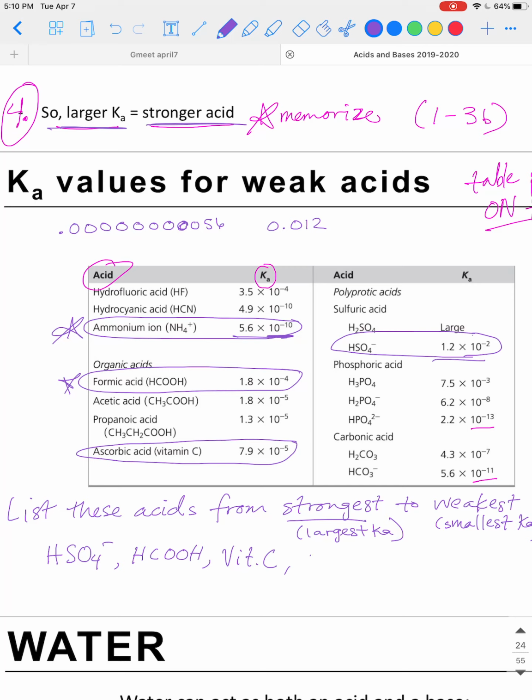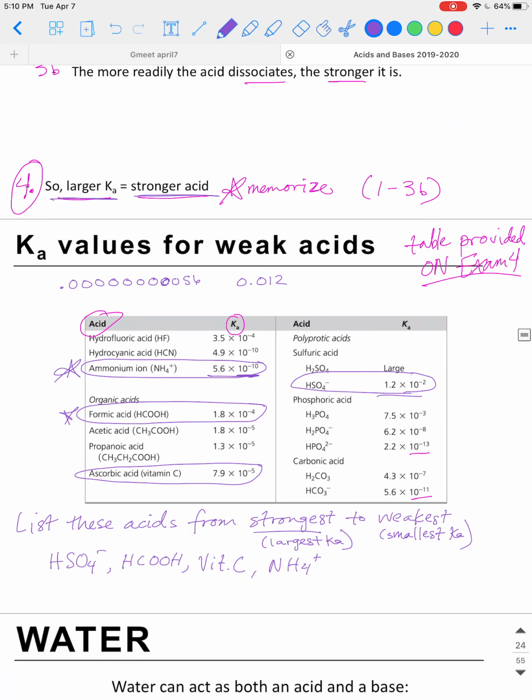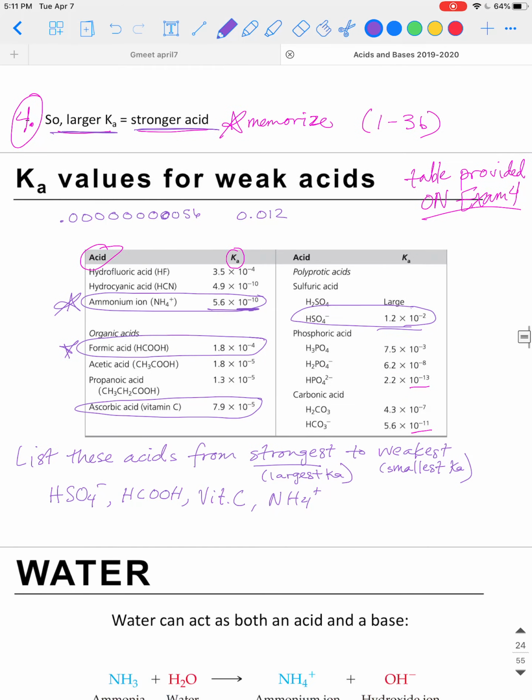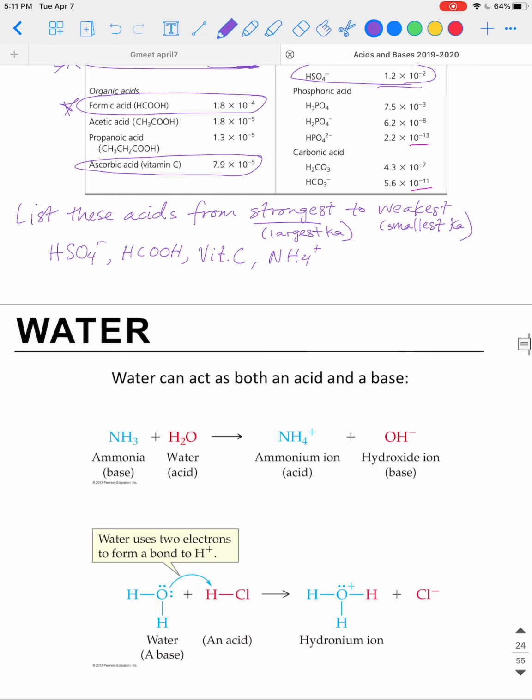And that leaves the last one to be NH4 plus, ammonium. The ammonium ion is the weakest acid here because it has the smallest Ka value, 5.6 times 10 to the minus 10. So that's an example of a problem that I could ask you. I could also ask you to order them from weakest to strongest, and so on and so on.